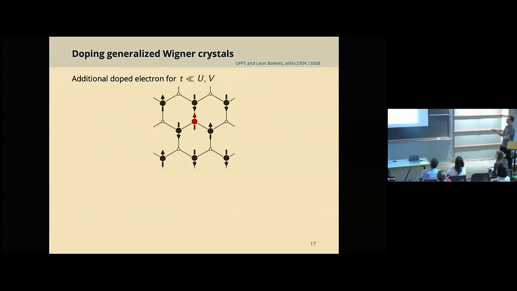For instance, in this honeycomb geometry, if I place an additional electron here, you can see that now you have these nearest neighbor pairs. So we can now write down an effective Hamiltonian for the system, of this doped electron interacting with the local moments. And you can convince yourself that at second order perturbation theory, there are effective hopping processes where this doped electron disperses off the sublattice of empty sites. So our effective Hamiltonian has a kinetic energy term.